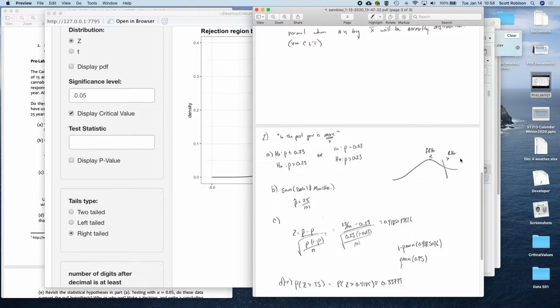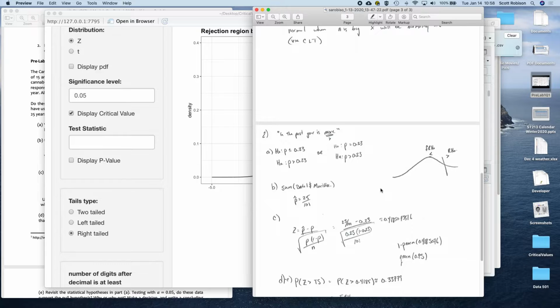What we need to do now is find what the test statistic is. If the test statistic falls on the right side, in this case because it's an upper tail test, that is, on the right side of the critical value, that's when we'll reject the null hypothesis. If it falls on the left side of the critical value, we would fail to reject the null hypothesis.